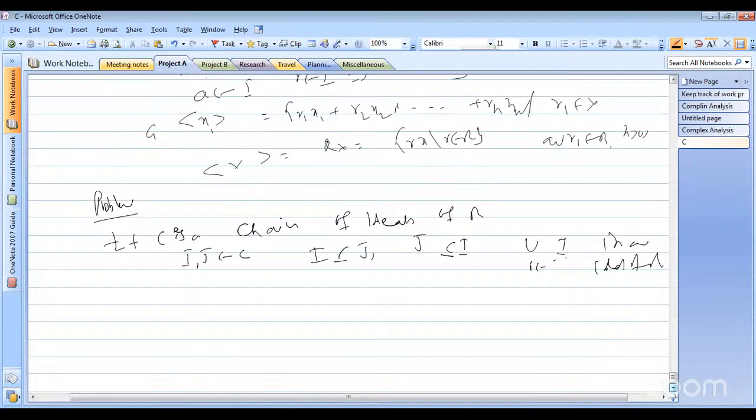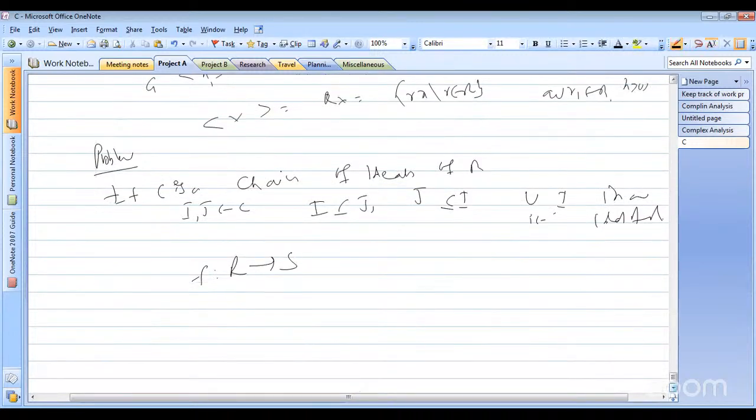In the following, you will see that ideals are precisely the kernels of homomorphisms from R into some ring S. Let f from R to S be a homomorphism. The kernel of f is defined as the set of a belonging to R such that f of a equals 0. You can easily check that the kernel of f is an ideal of R.